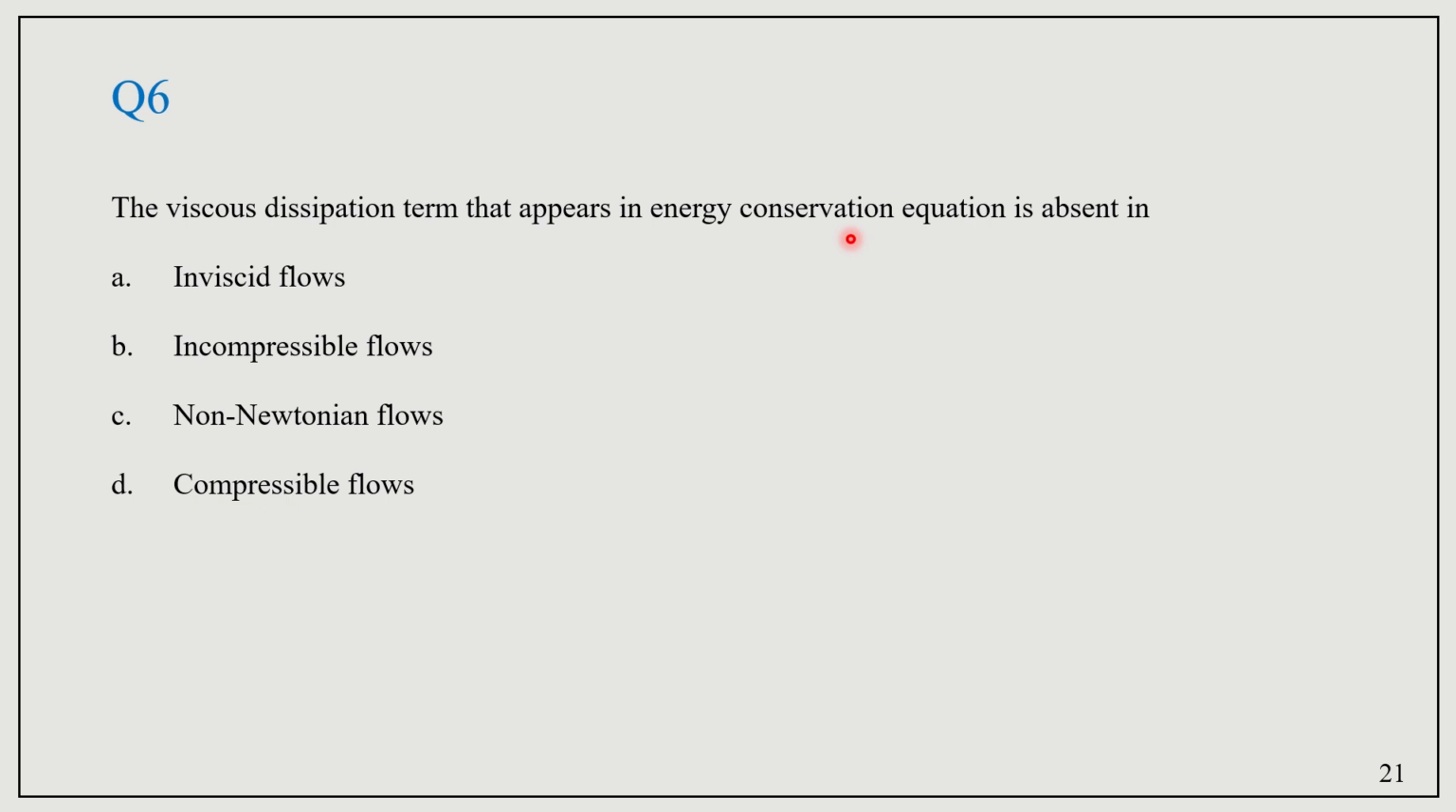In non-Newtonian flows, shear stress is not directly proportional to the shear rate, and viscosity is varying. And compressible flows is that where density is changing. And when do we neglect, or when do we not include, the viscous dissipation terms in the energy conservation equation? So the answer is actually inviscid flows. Option A is the answer.